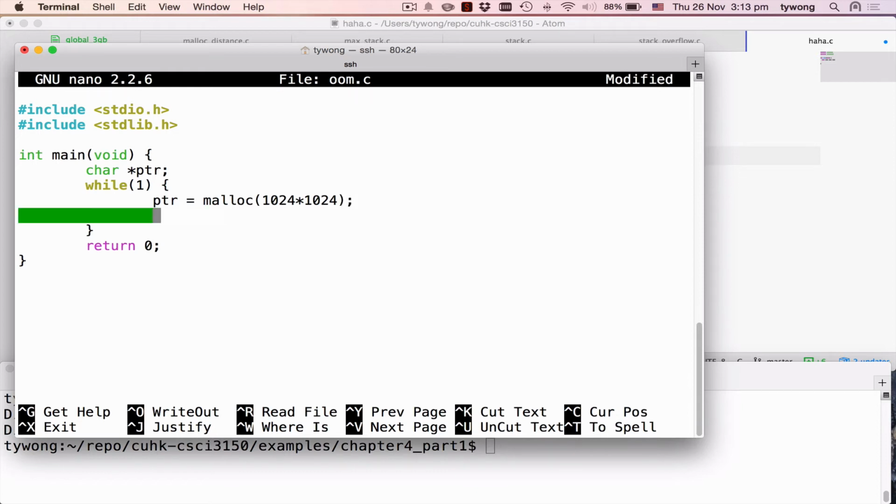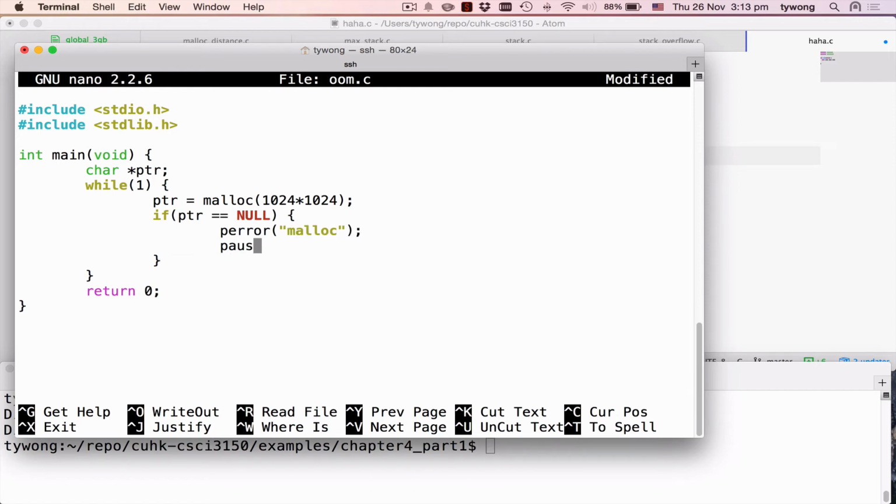Many people tell you that the malloc return value may be null. This time we will have a chance that this is null because we may run out of memory. So we will try to use perror. I think I should tell you what perror is: perror is a kernel generated error. When the perror happens, I will pause the program to let you see what is going on inside the memory layout.